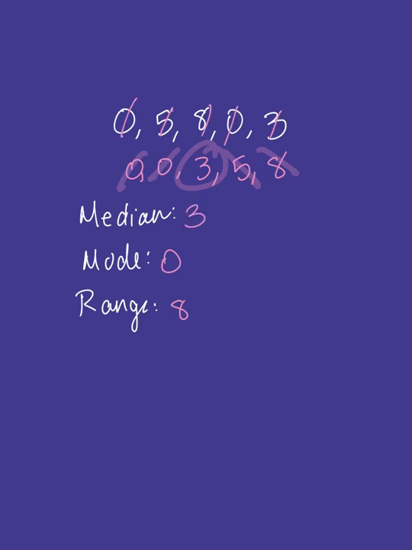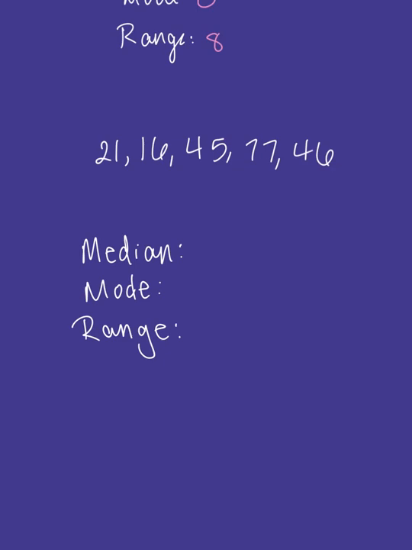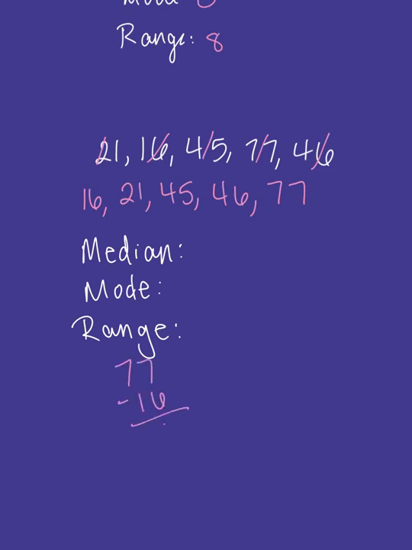All right, one more to wrap this all up. First things first, put it in order from least to greatest. So 21, nope, 16 first. That's why I cross them out as I go. Then I've got 45, 46, and 77. Okay, range, biggest minus smallest. 77 minus 16. That's going to be 61.